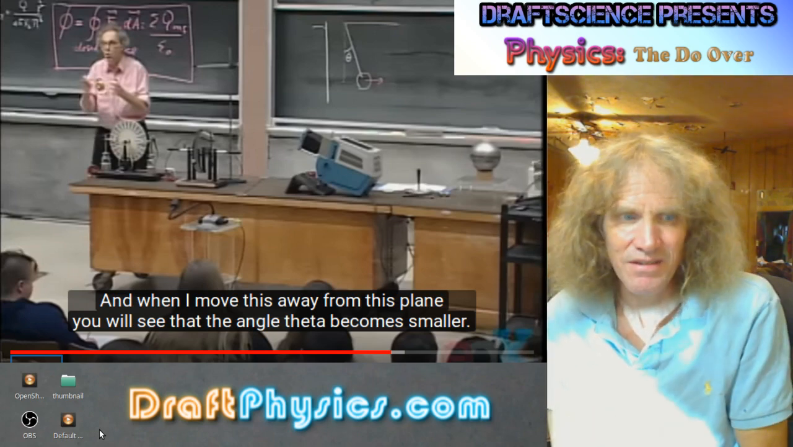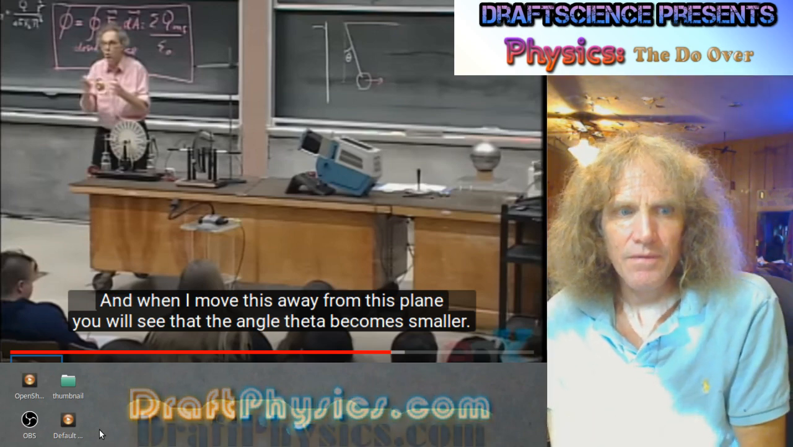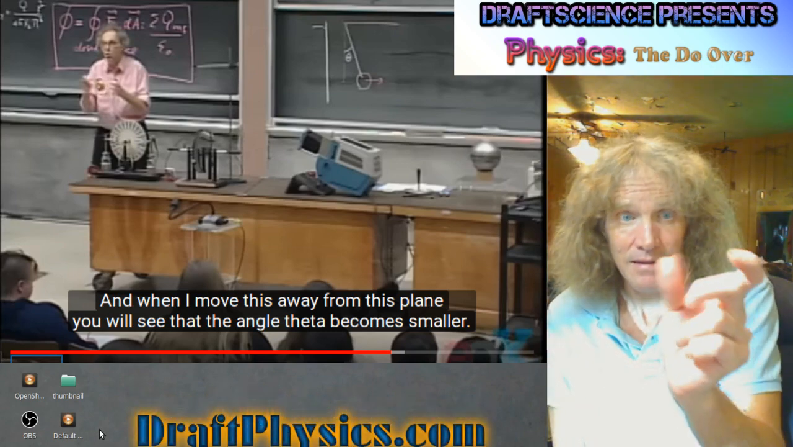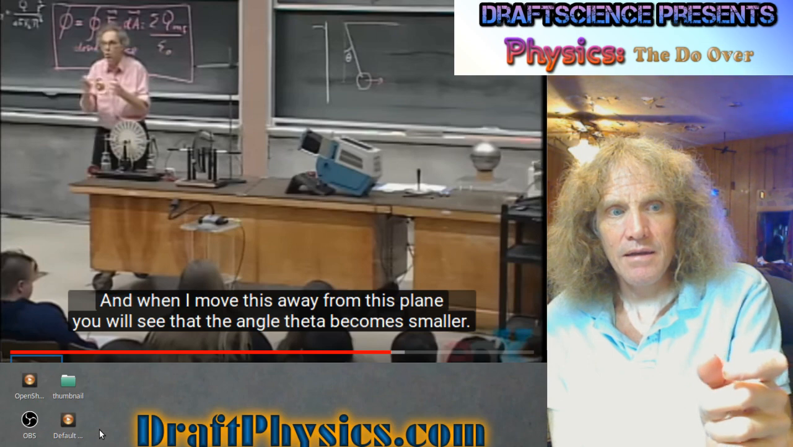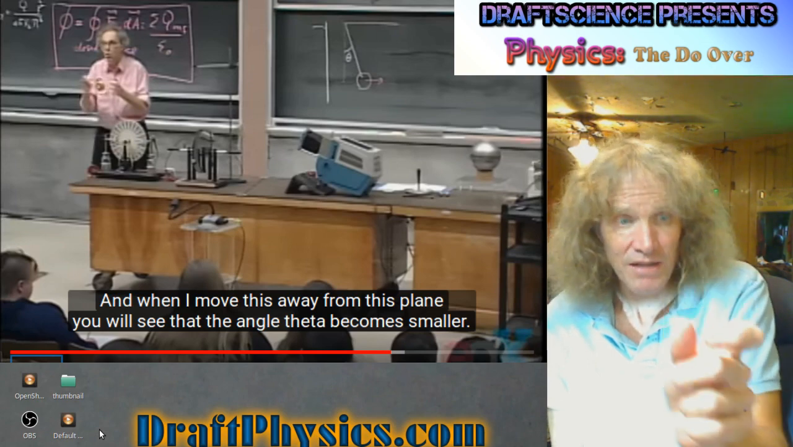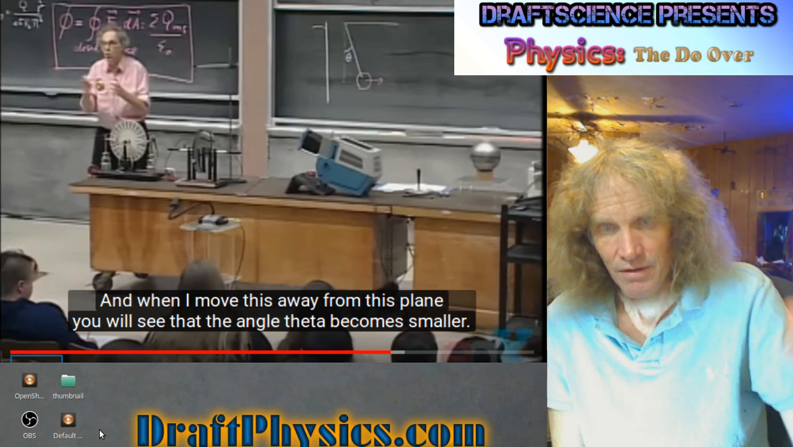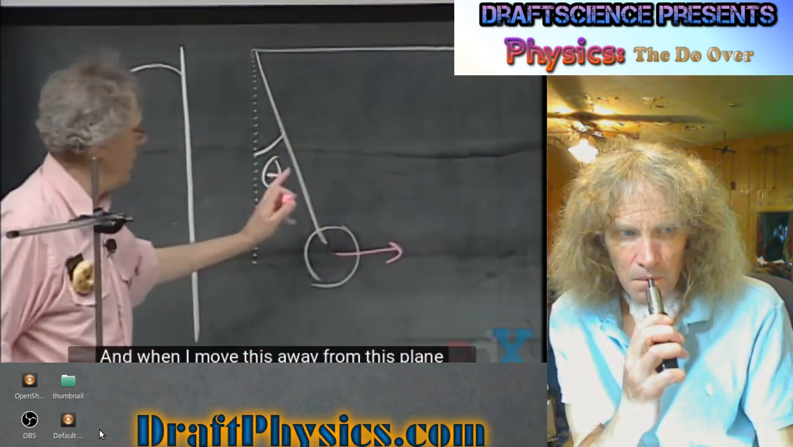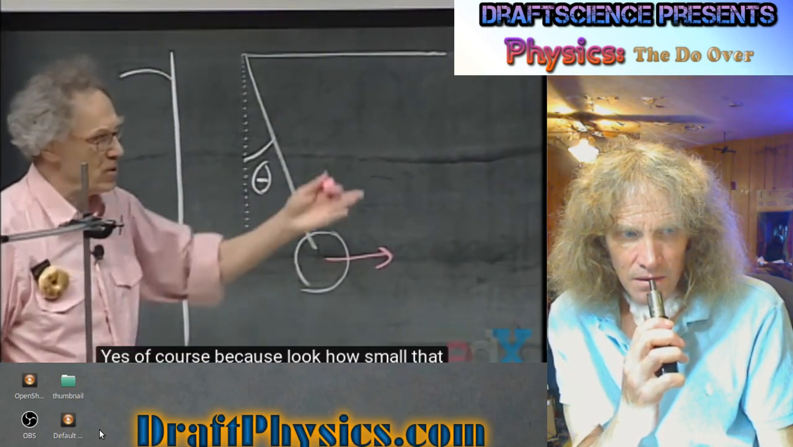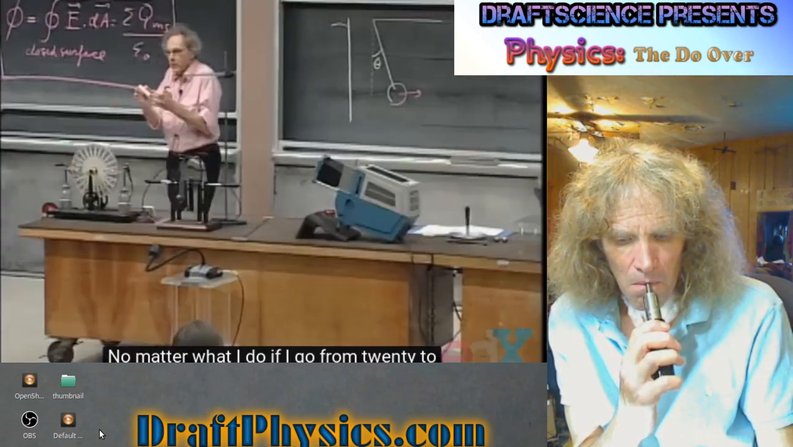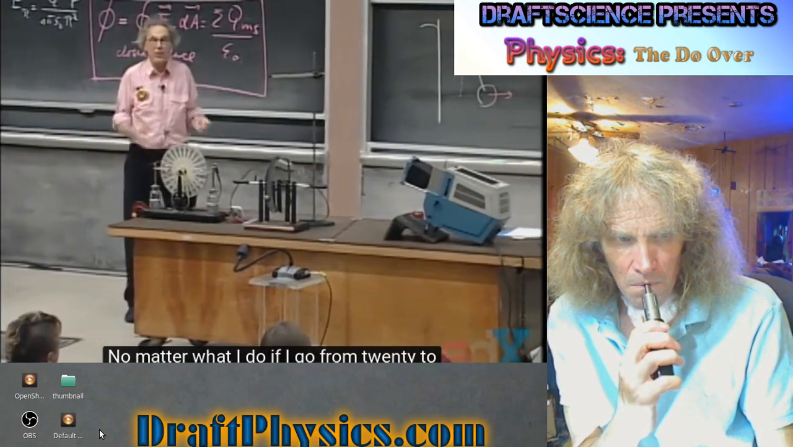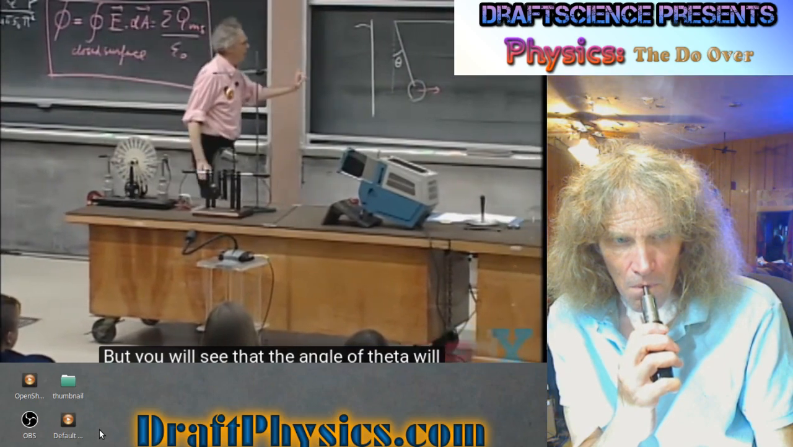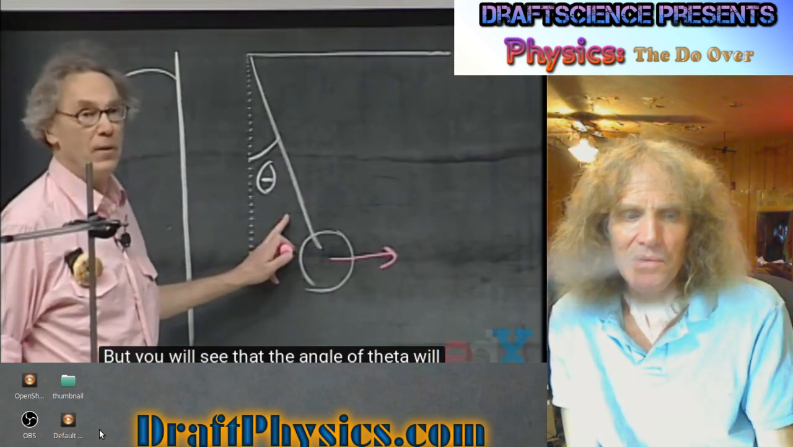So that's all this is to illustrate, is that if you have a large enough surface, the inverse square law breaks down at distances that are some smaller percentage of that surface area. Move this away from this plane, you will see that the angle theta becomes smaller. Yes, of course, because look how small that plane is. No matter what I do, if I go from 20 to 40 centimeters, you can't really say that the plane is infinitely large compared to 40 centimeters. But you will see that the angle of theta will change very slowly.